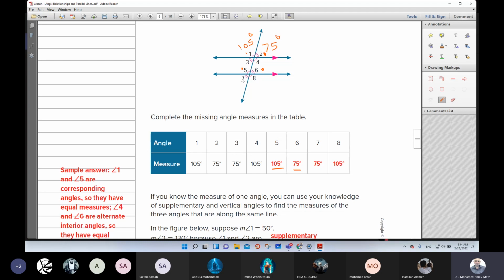The same idea. Angles 7 and 2 will be alternate exterior angles, also congruent. If here is 75, here will be what? It will be 75. Angle 8.